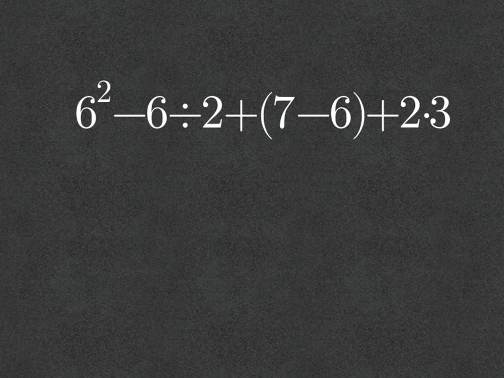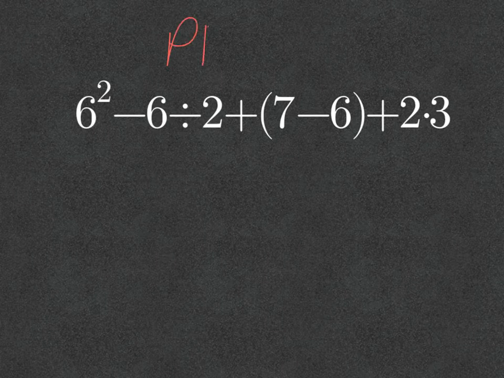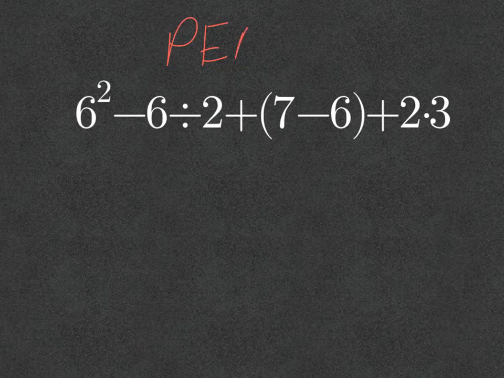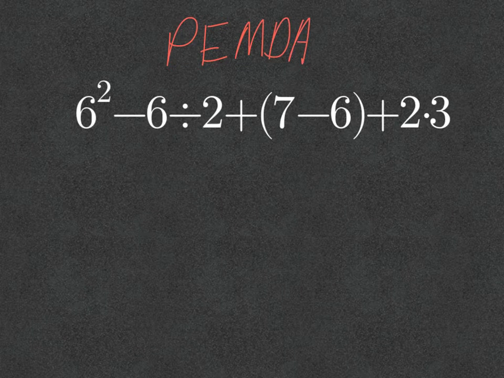So here is an order of operations example that has every operation, right? So what's our first thing we're thinking? We're thinking parentheses, exponents, multiplication, division, addition, subtraction, right? Remember, multiplication and division go left to right, addition and subtraction go left to right. So what do we have?